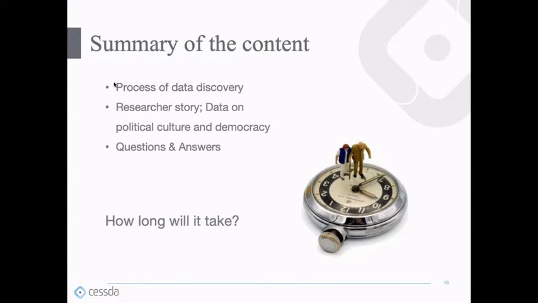Today, we will first talk about the process of data discovery. It will take about 20 minutes. Then our guest, sociologist Kristýna Bašná, will talk about her research and about how she was discovering the research data for her study on democracy and political culture. Then there will be some time for your questions.